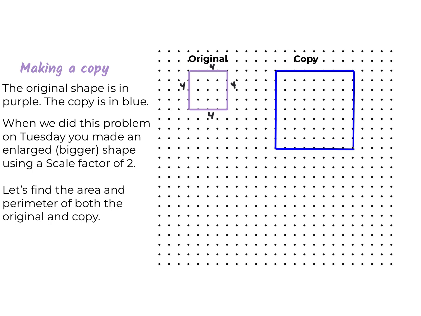And then we made the copy, and we used a scale factor of 2. So our side lengths became 8 in our copy. So I'm just going to write that down. And you should have this in your classwork notebook. So what we want to do in this problem today is we want to find the area and the perimeter of the shape.